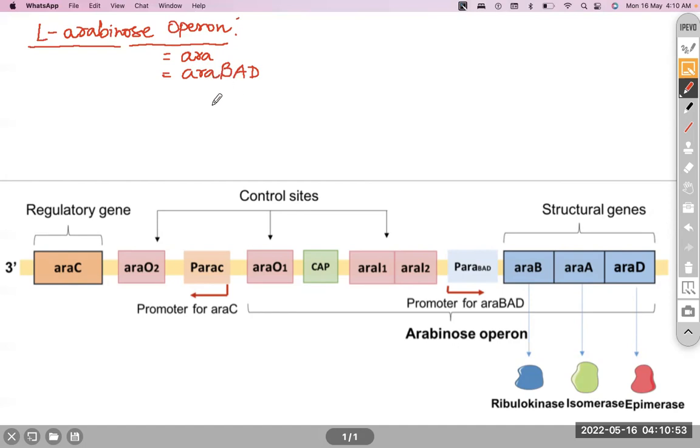It is an operon which is required for the breakdown of the 5-carbon sugar, L-arabinose. This operon is required for the breakdown of the 5-carbon sugar, L-arabinose, in Escherichia coli.